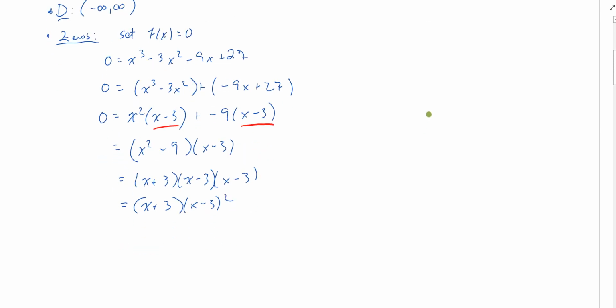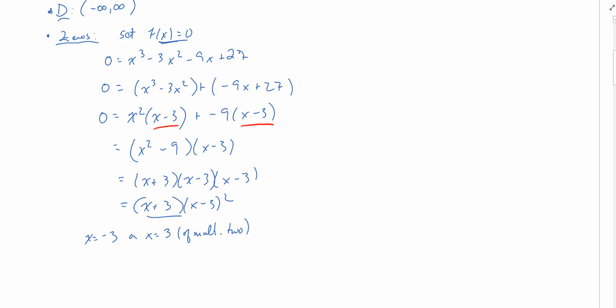And so now we can go ahead and identify the zeros. What values for x will make this function equal to 0? That happens at x equals negative 3 for the first factor, or x equals 3, and it's probably worth noting that it's of multiplicity 2. That is, x equals 3 shows up as a root twice in this polynomial.